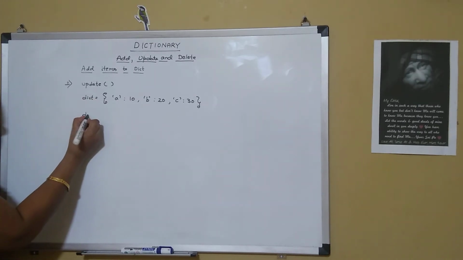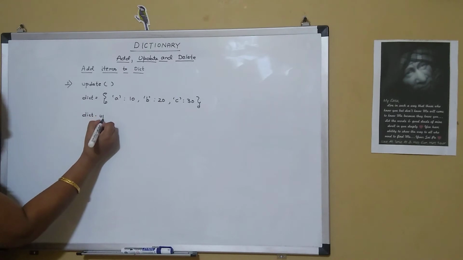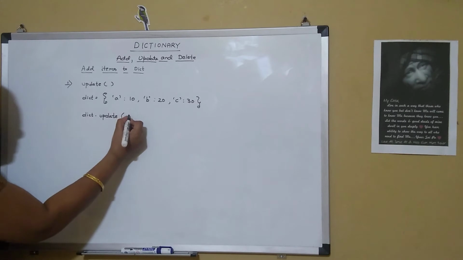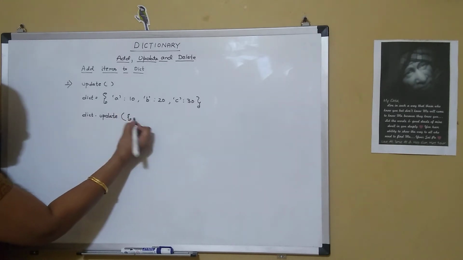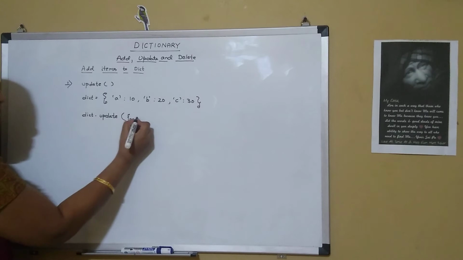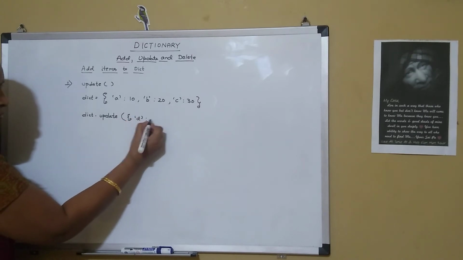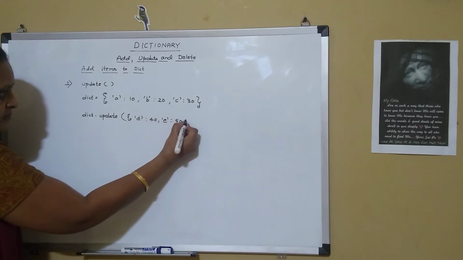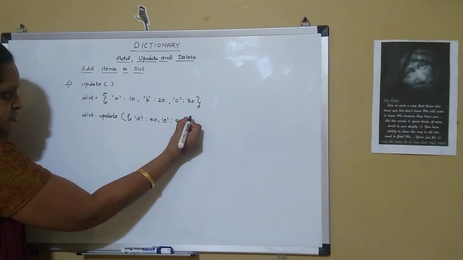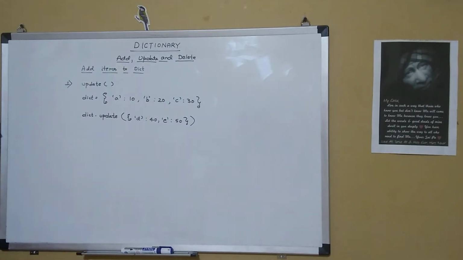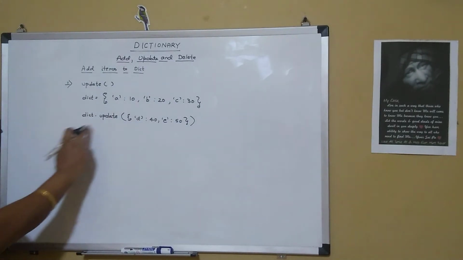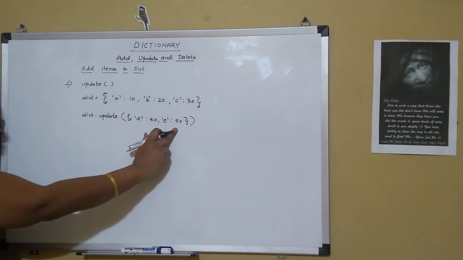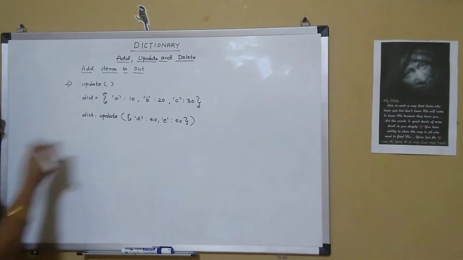So let me say div dot update, and here I can specify the key value pairs. It should be again within the dictionary. So let me say D 40, E 50. So I want to add these two key value pairs into my dictionary. So I've gone in for the update function and specified the two key value pairs, that is two items.